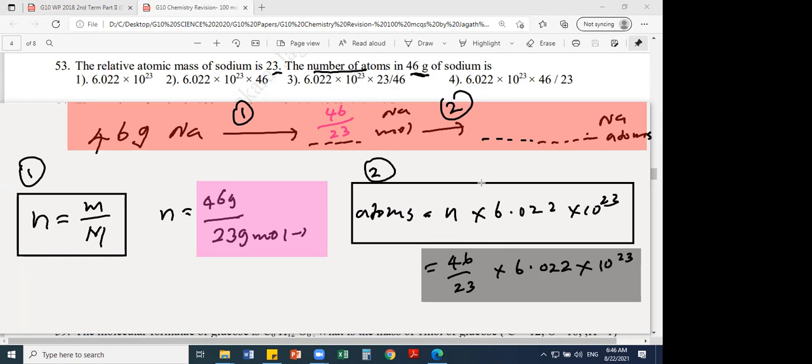So this is the answer. So what is the answer now? 46 divided by 23 into Avogadro constant.